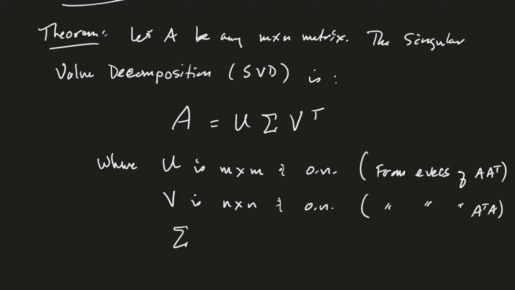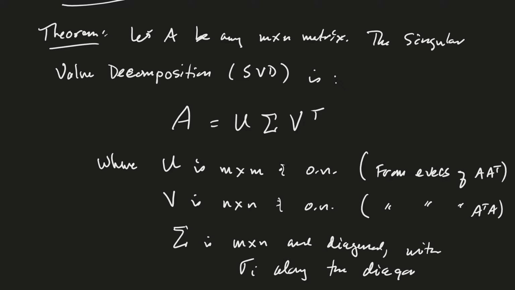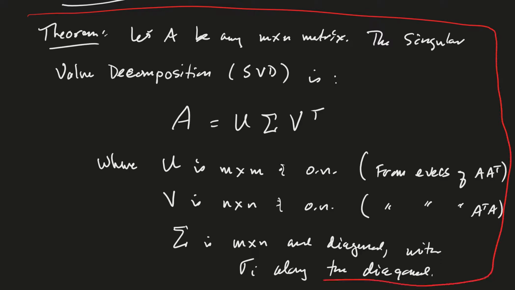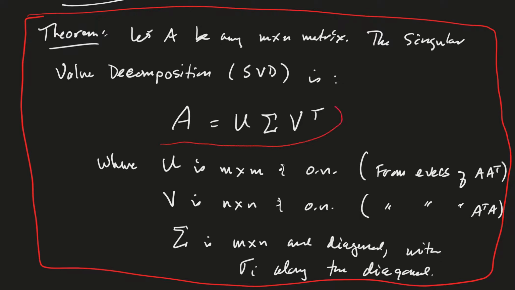And sigma, what is sigma? What's the shape of sigma? It has to be m by n and diagonal with sigma I along the diagonal. Good. And this is the SVD. And what's so important about the SVD? The key thing about the SVD is that this factorization, unlike eigenvectors and eigenvalues, can be performed on any matrix A. Therefore, I don't have to be careful about A being defective or getting complex eigenvalues or anything like that. If I can just take any m by n matrix, I can formulate the SVD. I can factorize it this way.